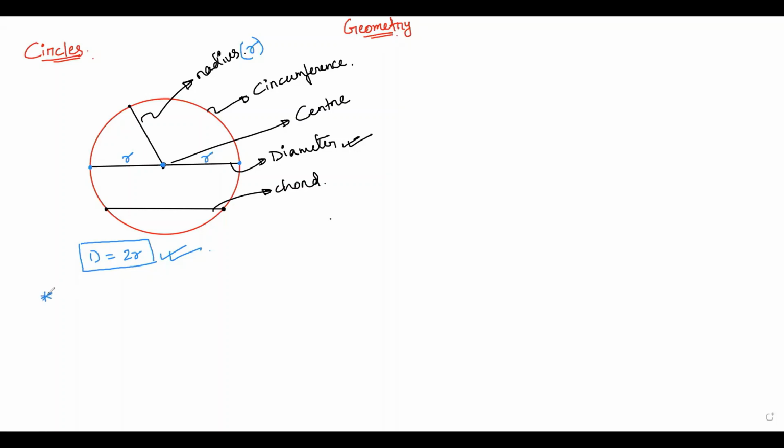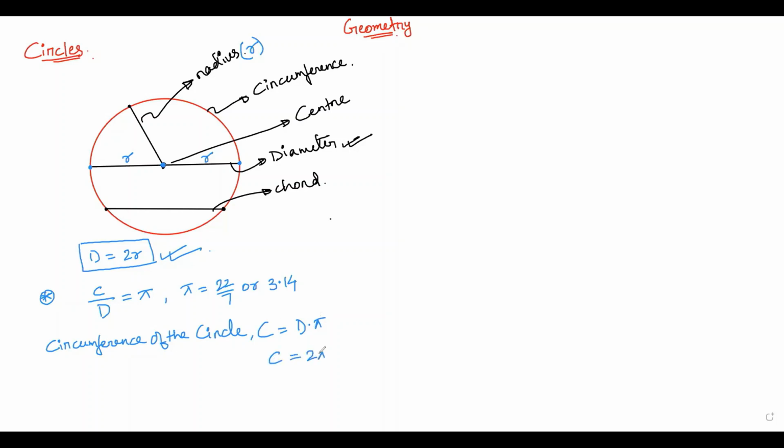Now for any circle, the ratio of the length of the circumference of the circle to the diameter of the circle is constant and is denoted by pi, where the approximate value of pi is 22/7 or 3.14. So from this, we can say that the circumference of a circle C would be d times pi, and we know that the length of the diameter is twice the length of the radius. So from this we can say that the circumference of the circle would be 2 pi into r.